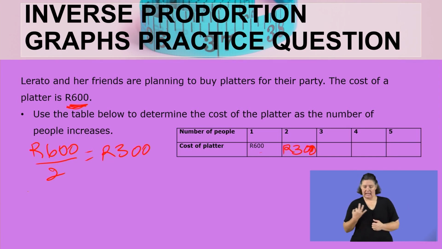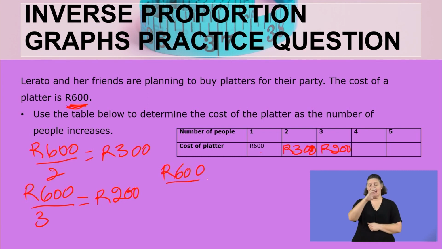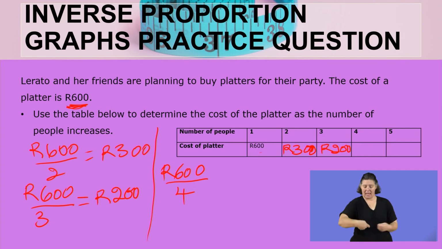And if there are 3, we will have 600 rand once more, which is divided by 3. And let's press the calculator together. 600 divided by 3, we get 200 rand. It means if there are 3, they will each contribute 200 rand. And what if there are 4? We take 600 rand, we divide it by 4. So let us divide together. 600 rand divide by 4, and each one of them should contribute 150.